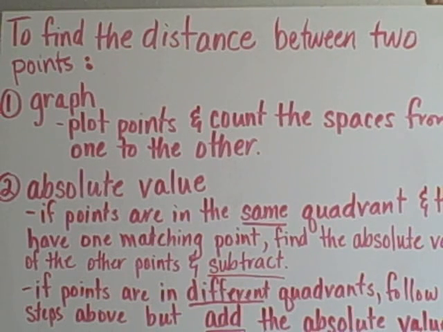In the absolute value method of finding the distance, if you have 2 points that are in the same quadrant and they have one matching point, it could be the x point, it could be the y point, you're going to find the absolute value of the other point, the ones that aren't the same, and you're going to subtract. If those points are in different quadrants to begin with, we're going to follow the steps above, but this time, instead of subtracting their absolute values, we're going to add their absolute values. And we're going to look at two examples, one for each type.